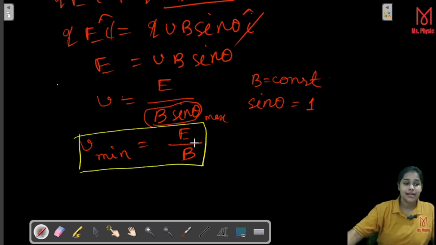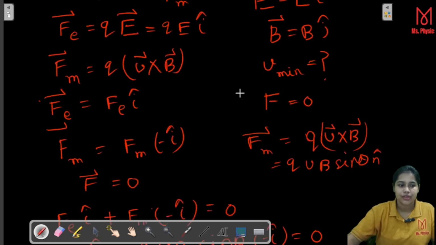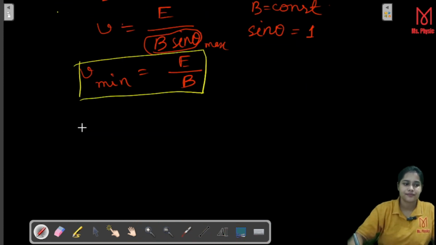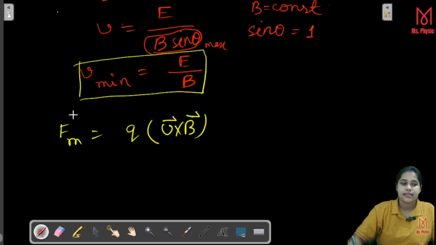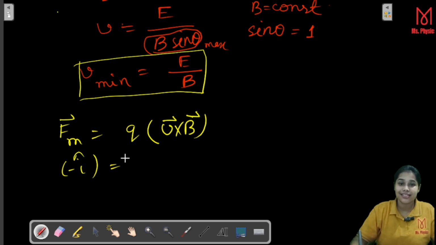Clear? But we are not only asked to find out the minimum speed but also the direction. Okay, so how can we find the direction? See, Fm was Q multiplied with V cross B, and the direction of Fm we considered as minus I cap. Remember? So Q is constant, so we can ignore it when trying to find out the direction.